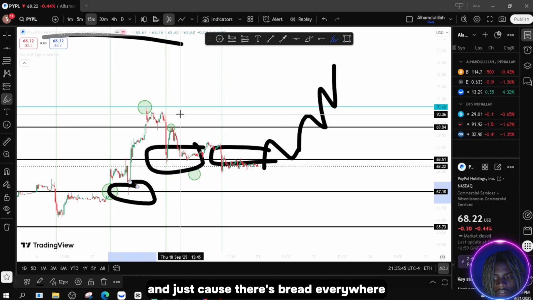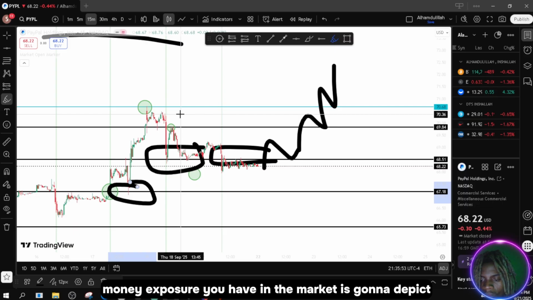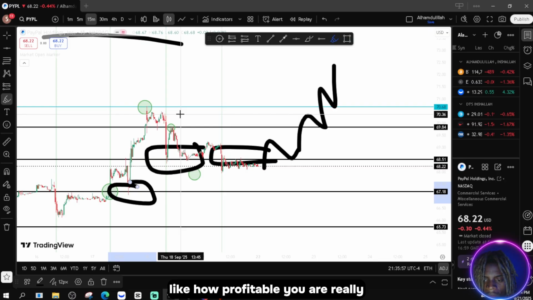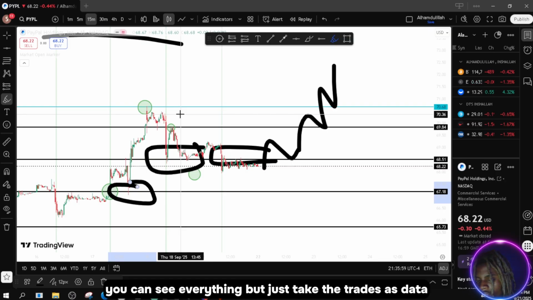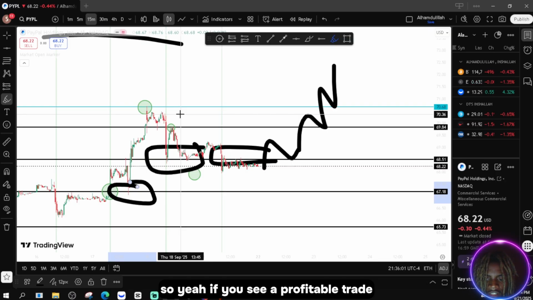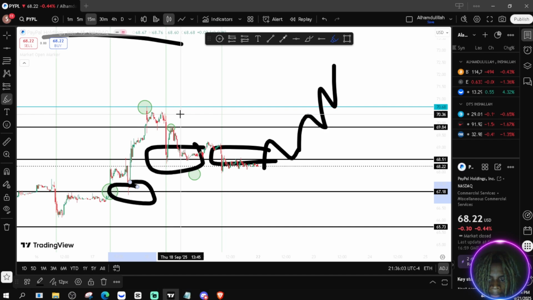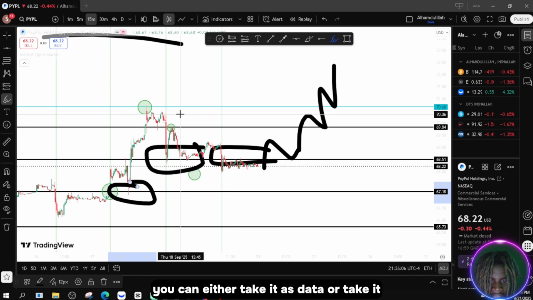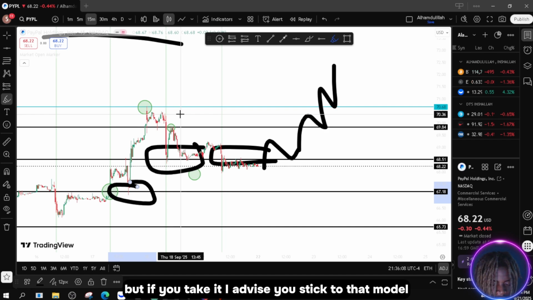And just because there's trades everywhere doesn't mean you should be taking a short and then taking a long and then taking a short and then taking a long. Your trade frequency and how much money exposure you have in the market is going to dictate how profitable you are, really. So yeah, you can see everything, but just take the trades as data. If you see a profitable trade, you can either take it as data or take it. But if you take it, I advise you stick to that model.